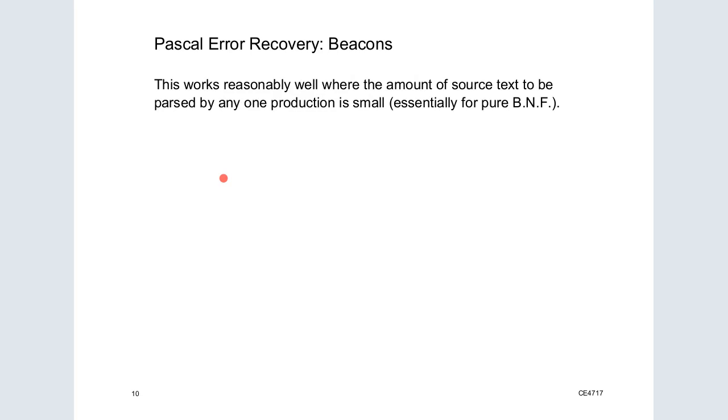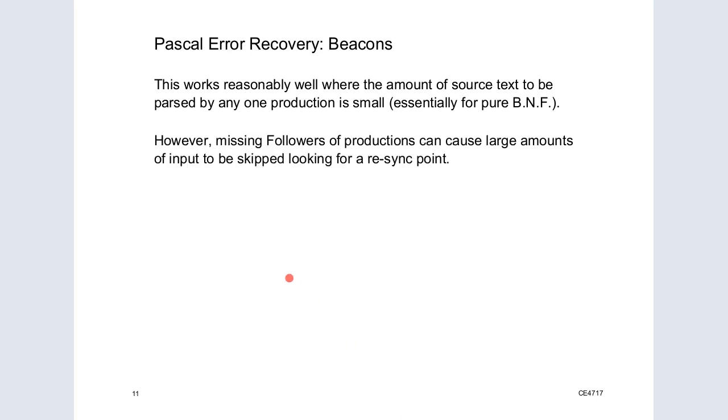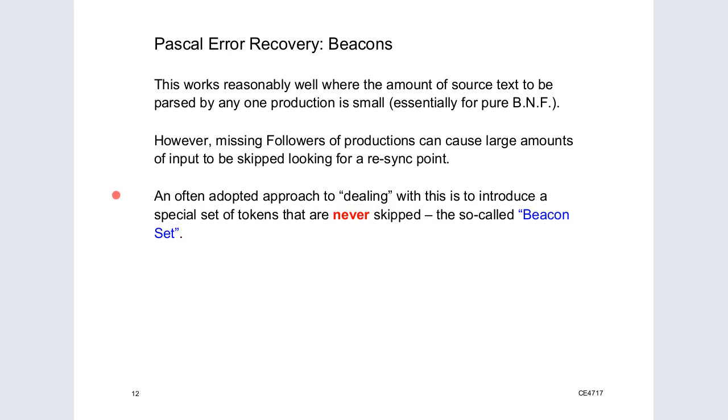It works reasonably well where the amount of source code to be parsed by any one production is small. Essentially, it works well for pure BNF, but it has problems if you have missing followers of productions. They can cause very large amounts of input to be skipped looking for a resynchronization point. So how do you deal with that? Well, one technique to try and get around that is to use so-called panic mode error recovery. The idea is to have tokens in the set of tokens which are never skipped, the so-called beacon symbols or beacon set.